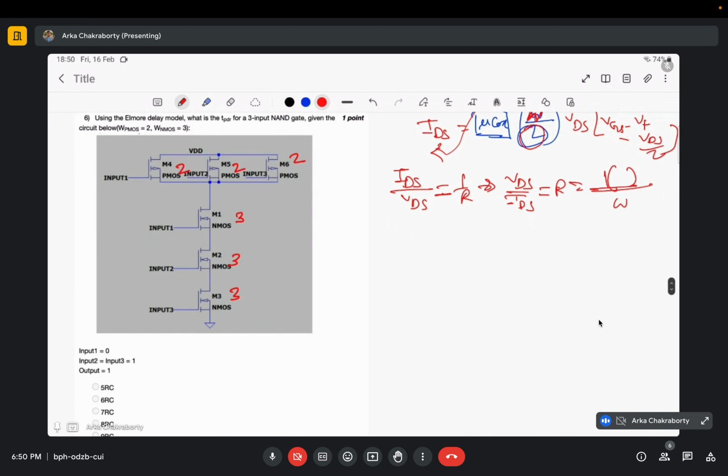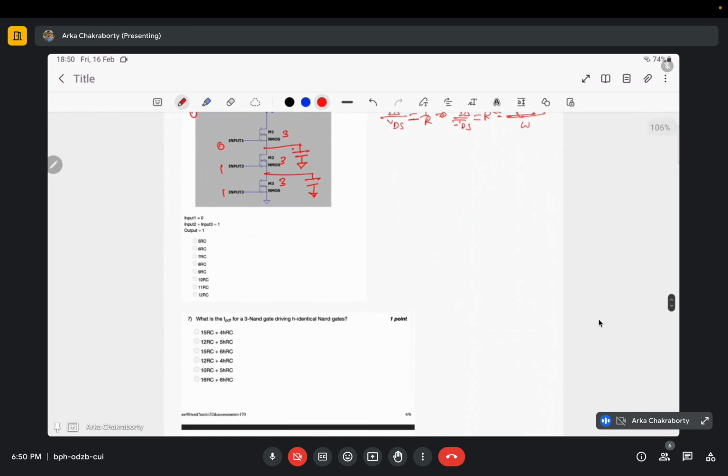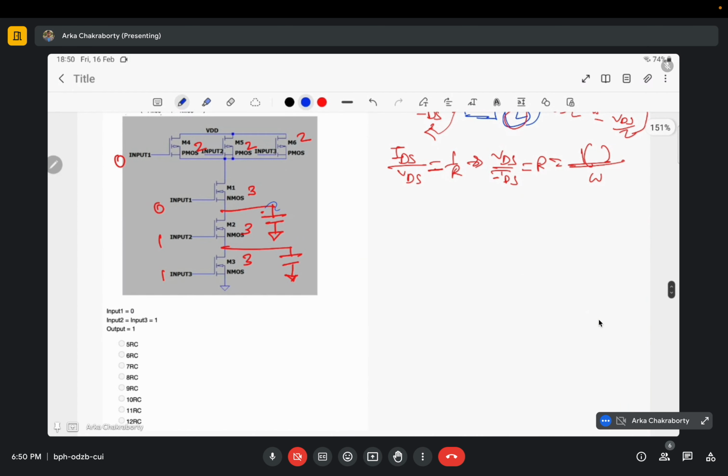It is given that input 1 is 0 and input 2 and input 3 are 1. Now what does this mean? This means these capacitances are already discharged, like I was talking about in this case, if you remember. Whatever charge was stored has already been discharged to ground here.